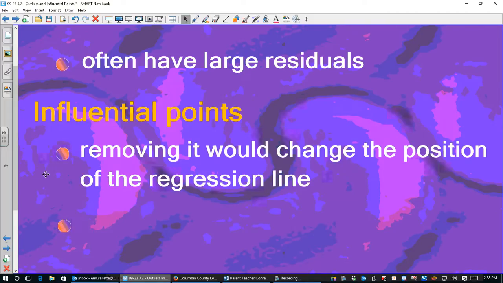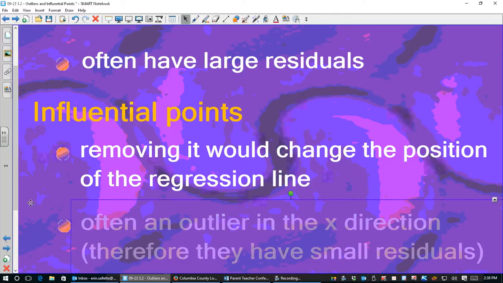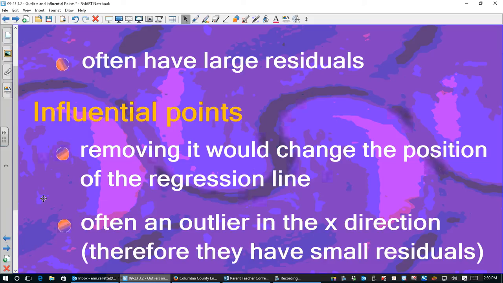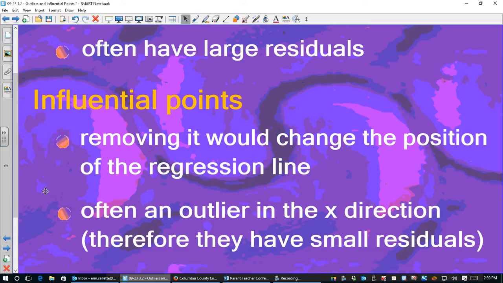As for influential points, a point is considered an influential point when removing it would change the position of the regression line pretty significantly. So let's say it would markedly change the result of the calculation. Points that are outliers in the X direction are often influential points on the least squares regression line. And it has a small residual if it's in the X direction, possibly. But it's considered an influential point. Okay.